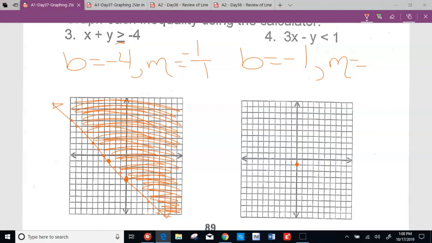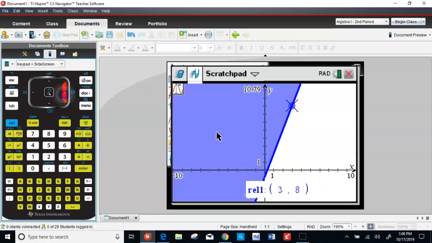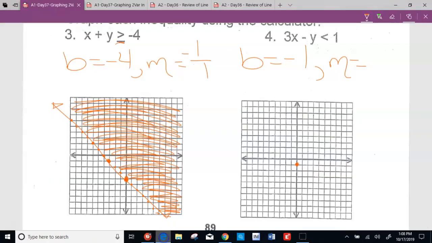there. Now I gotta find another point on this line. Since it was still in trace mode, all I have to do now is just right arrow or left arrow to get to a point. And I think this one gives me someplace, there you go, 3, 8. So I'll go back. 1, 2, 3, up, 1, 2, 3, 4, 5, 6, 7, 8.